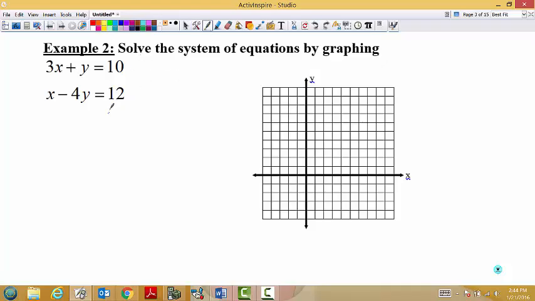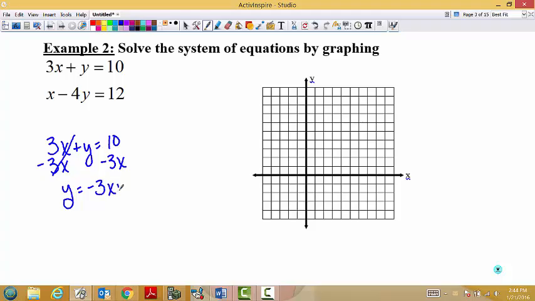Now, example 2, we have to graph these two lines, and we want to know where they cross. So, the best thing for me to do, I've got 3x plus y equals 10. Normally I would graph that using intercepts because it's in ax plus by equals c, standard form. But 3 doesn't go into 10, and that's going to get ugly really fast. So what I'm going to do is solve it for y. So y equals -3x plus 10.